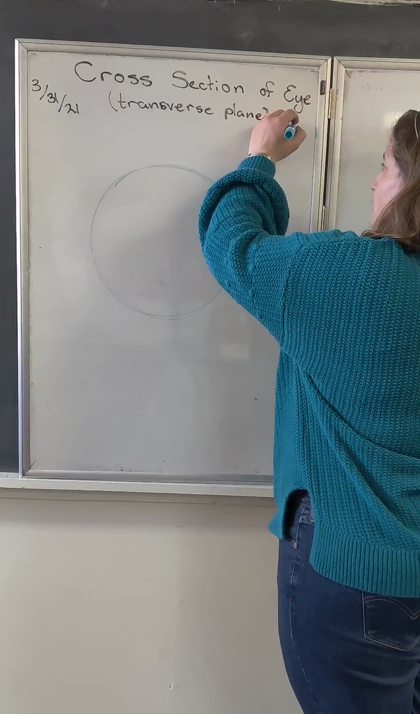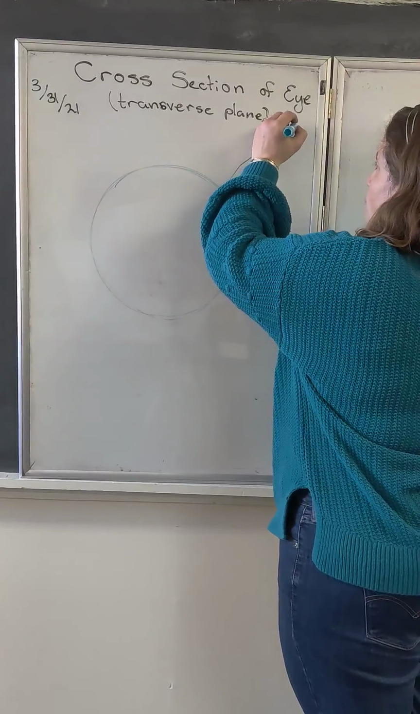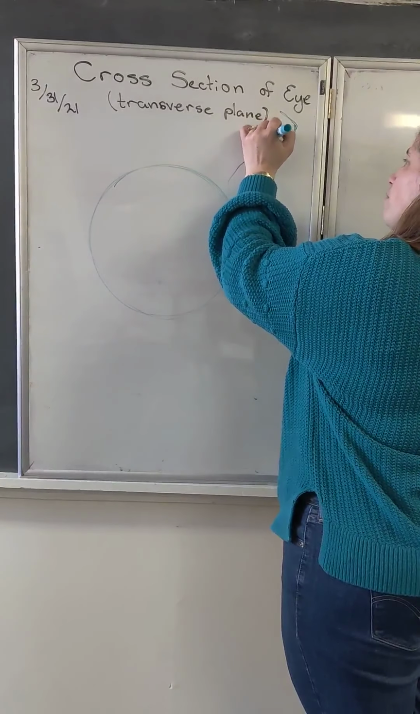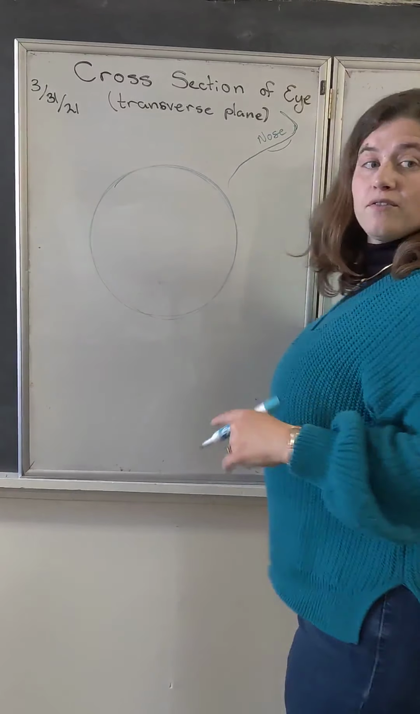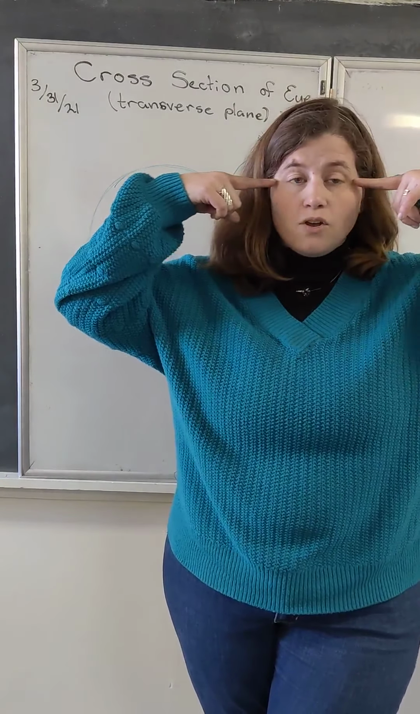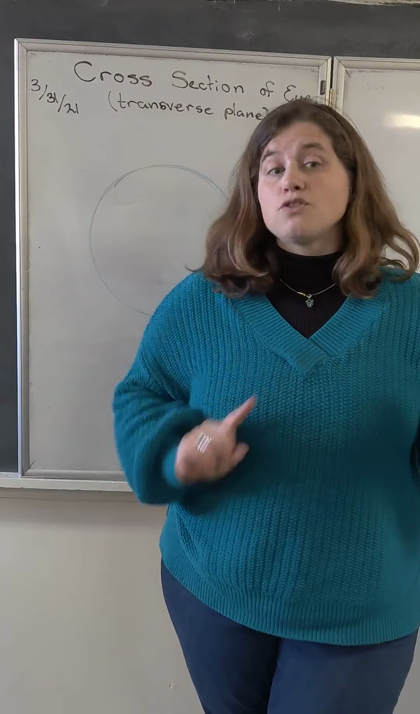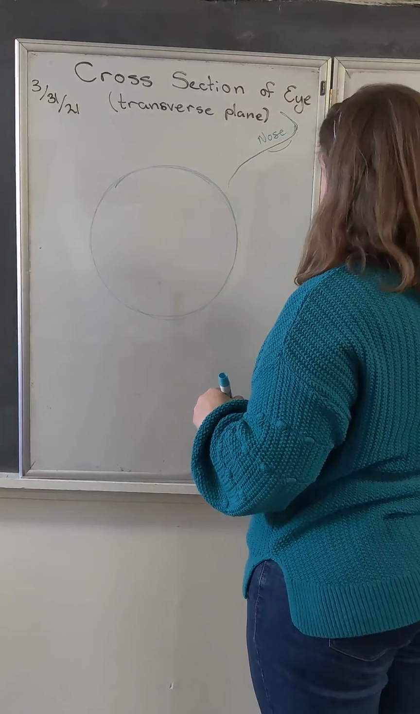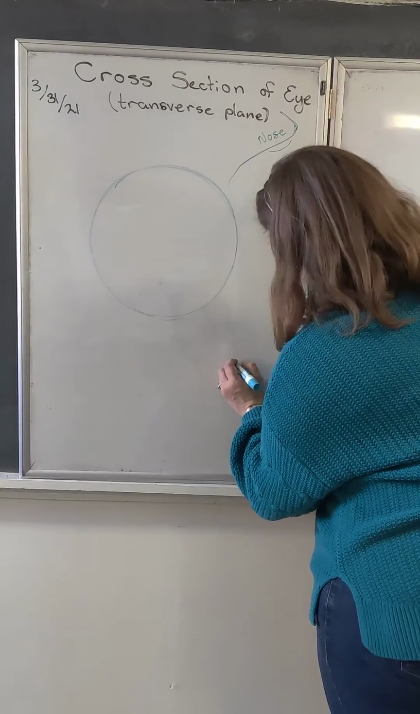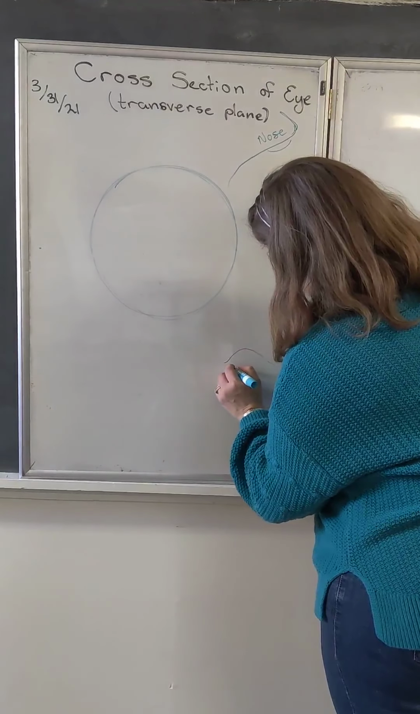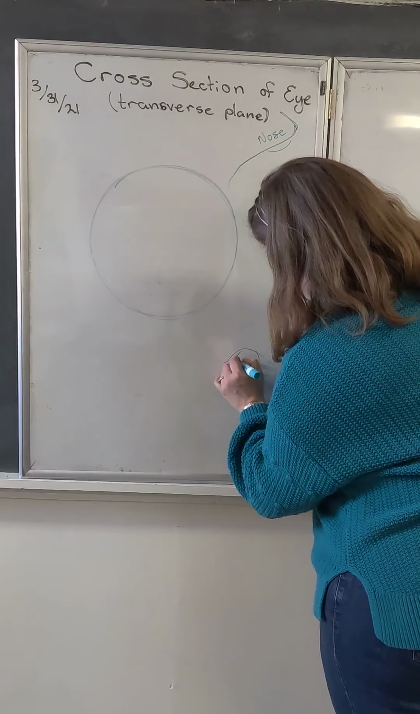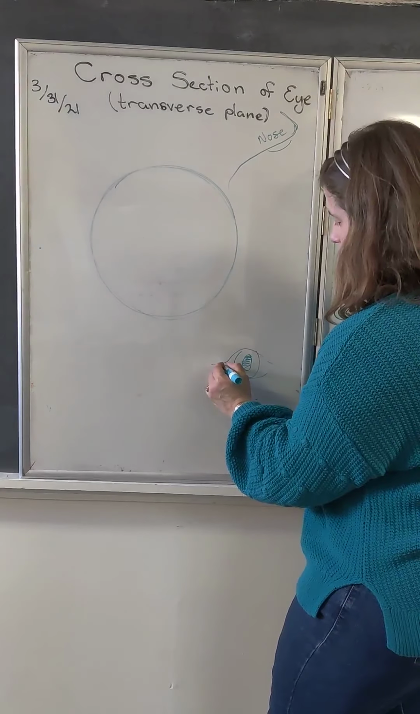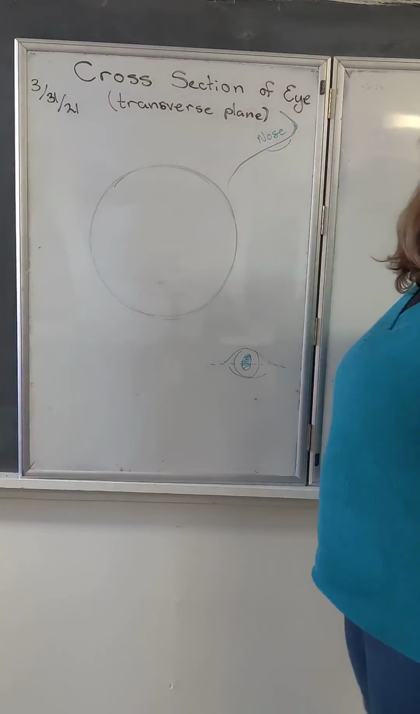Now, because this is a transverse plane, to help me remember that, I'm actually going to put my nose over here. Why is that your nose? From up above, because we're going to be cutting this eyeball like this, so we are looking at it as if we're holding a bowl. Like I said, there's a very important reason why I'm doing this. If you imagine your eye, like this, we are cutting this eyeball through that way.